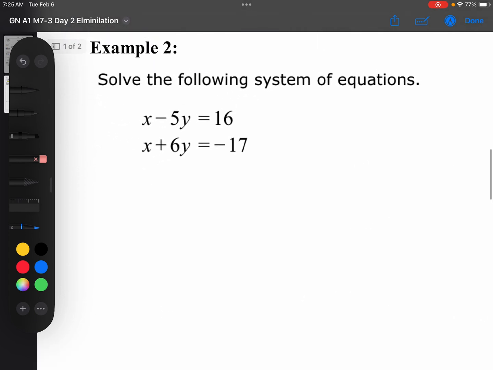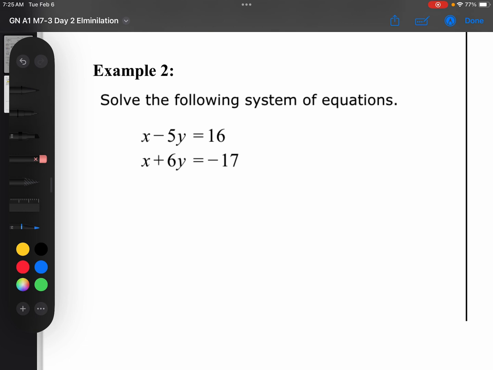For example 2, we're going to solve this using elimination. So you want to see what lines up the best. So I've got some x's and I have some y's.